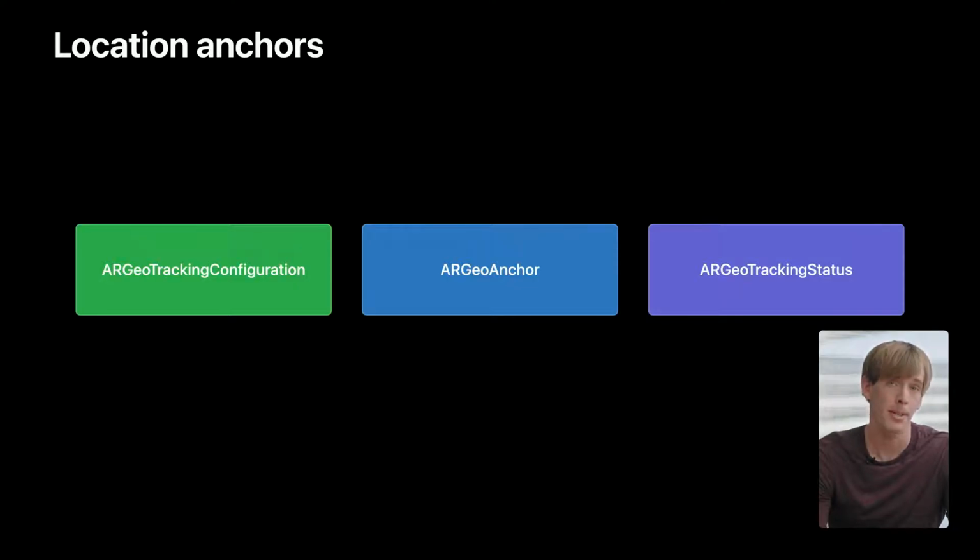So with location anchors, you can now bring your AR experiences onto the global scale. We went over how ARGeoTrackingConfiguration is the entry point to adding location anchors to your app. We saw how to add ARGeoAnchors to your AR scene and how to position content in relation to those anchors. We also saw how ARGeoTrackingStatus can be used to help guide the user to the best geo-tracking experience. And now here's Praveen to tell you more about scene geometry.